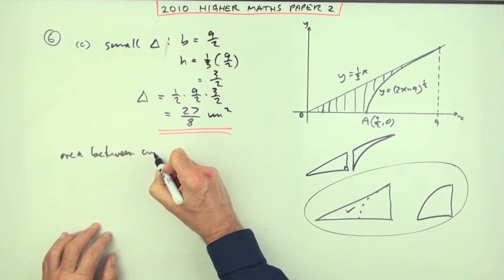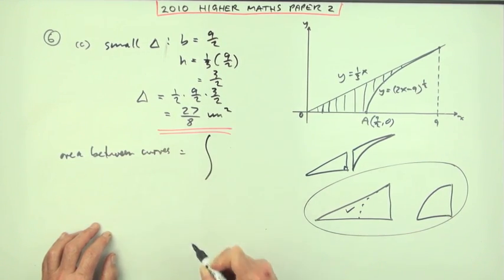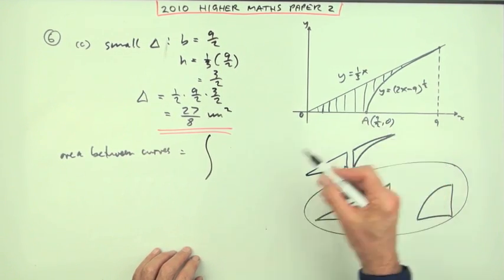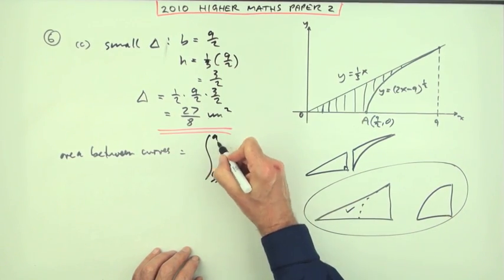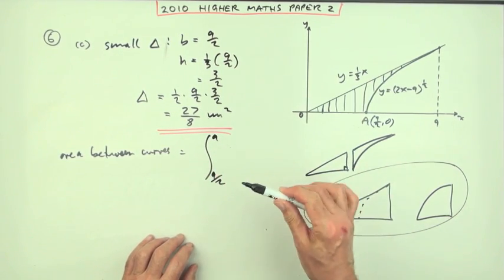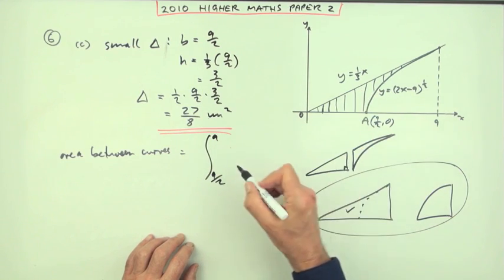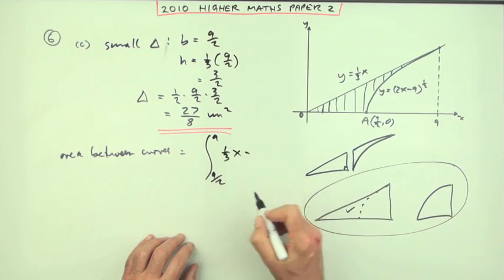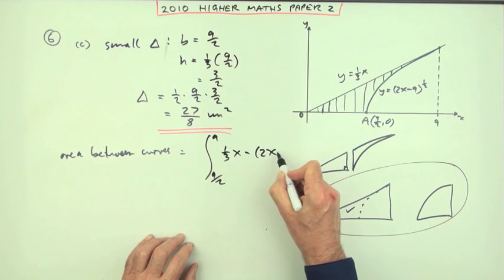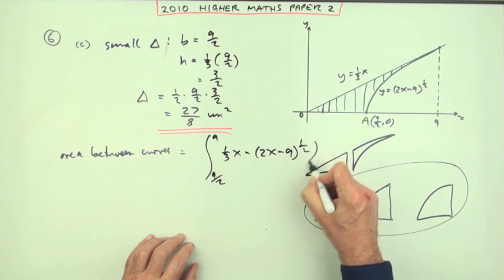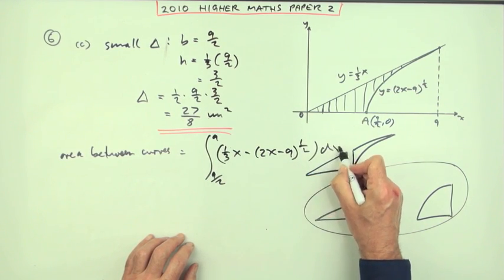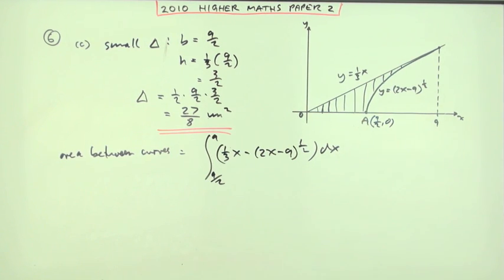Now for the area of that sliver, which is an area between the curves, it will be the integral from, now it's still the same, from 9 upon 2 to 9, but it's going to be worse, because I have to make sure I do top take away bottom. The top is a third of x, the bottom is the 2x minus 9 to the power of half dx. Looking worse already.